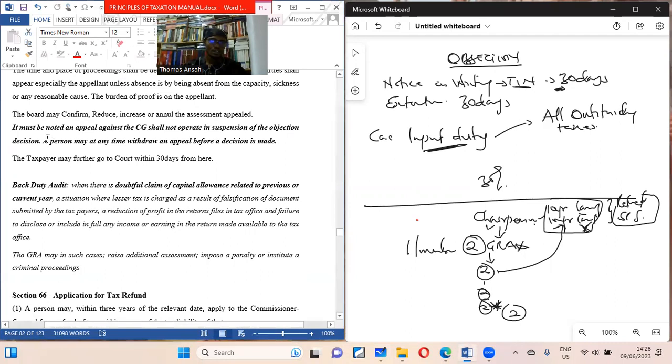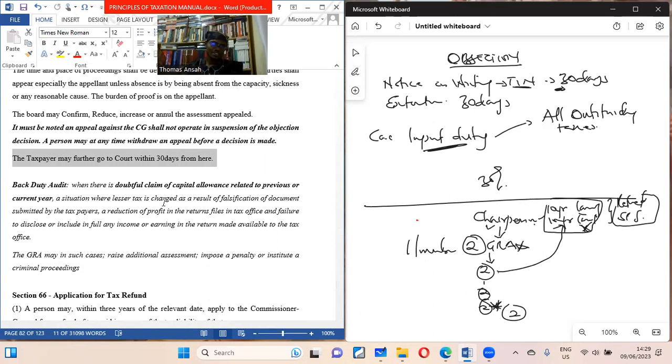Then, it must be noted that an appeal against the CJ shall not operate in suspension of the objection. So even though you've taken them to court, you still have to honor those things, all right? So if you are to pay the money, it's just that the case is being decided still so that you can reclaim your money back. A person may at any time withdraw an appeal before a tax decision is made. Now, if you go there too, and you are still not satisfied, then you can now go to where? The court. All right, you can go to the High Court. All right, so that is that.